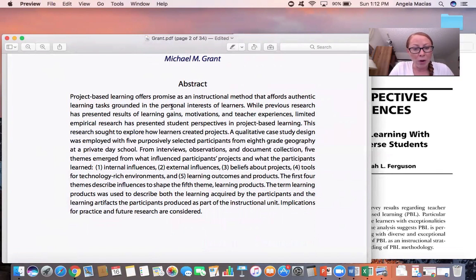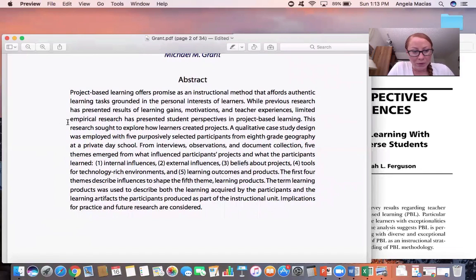Project-based learning offers promise as an instructional method that affords authentic learning tasks grounded in the personal interests of learners. While previous research has presented results of learning gains, motivations, and teacher experiences, limited empirical research has presented student perspectives in project-based learning. So already we can see what they're doing. They're setting the context for their research. They're identifying why this topic is important, why there's a need to do more research on this. Usually an author does that in the abstract.